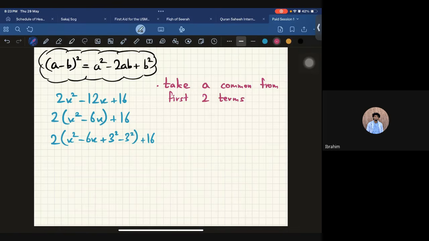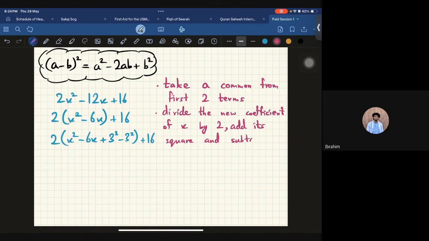So the second step was that we divide the new coefficient of x by 2, add its square and subtract its square. ठीक है, so going over this again, we took the coefficient of x, divided that by 2. So 6 divided by 2 is 3. We add the square of 3 and subtract the square of 3.